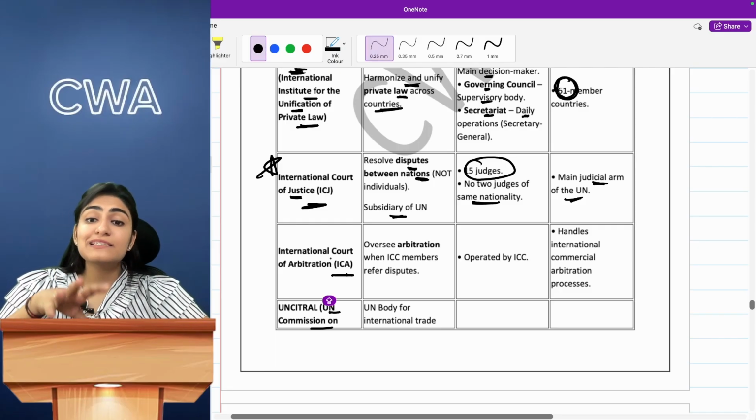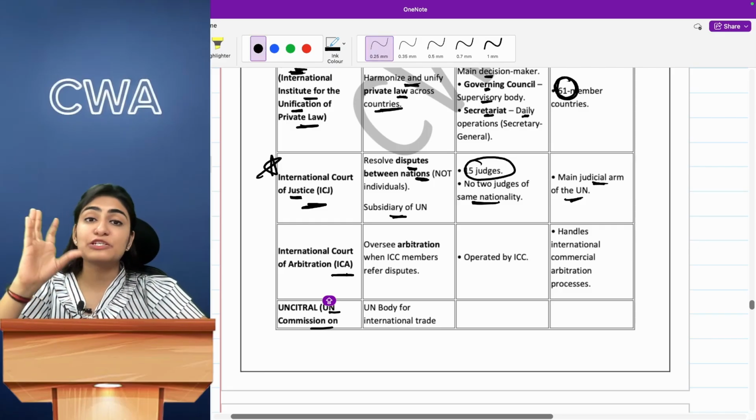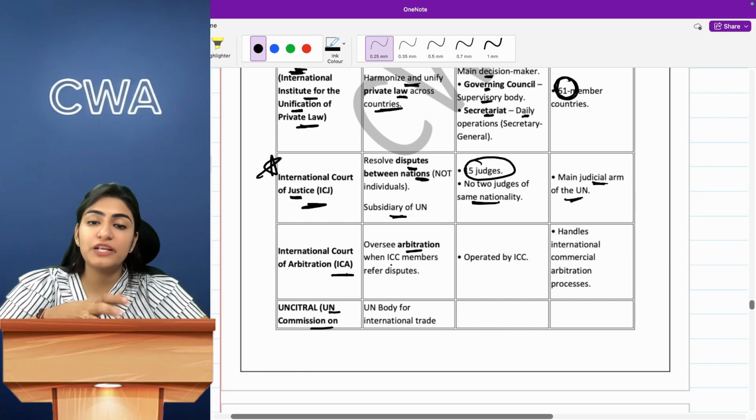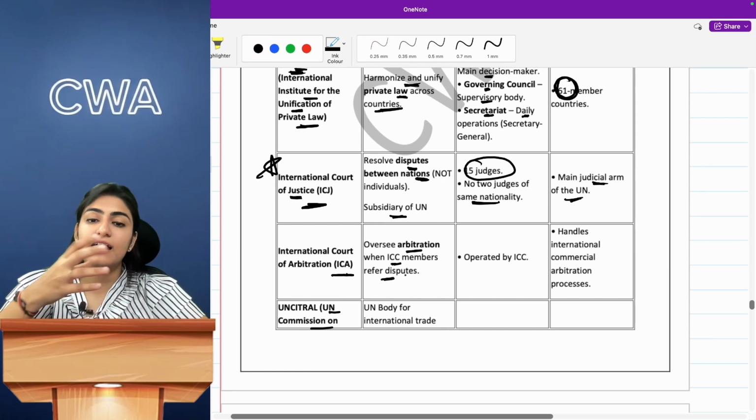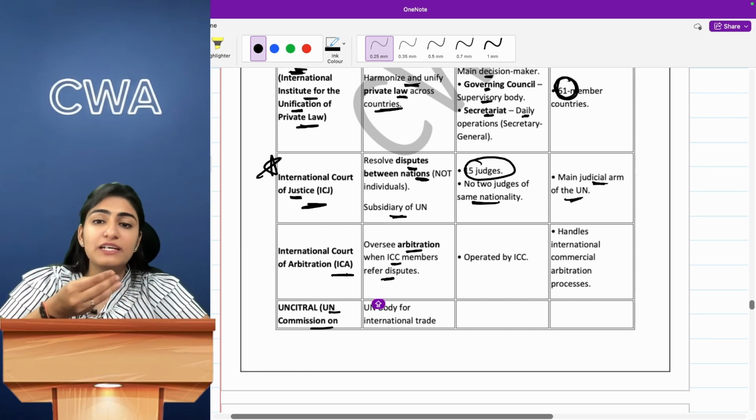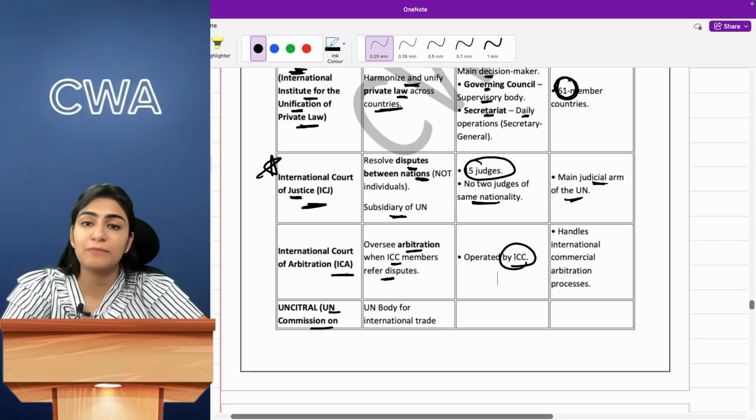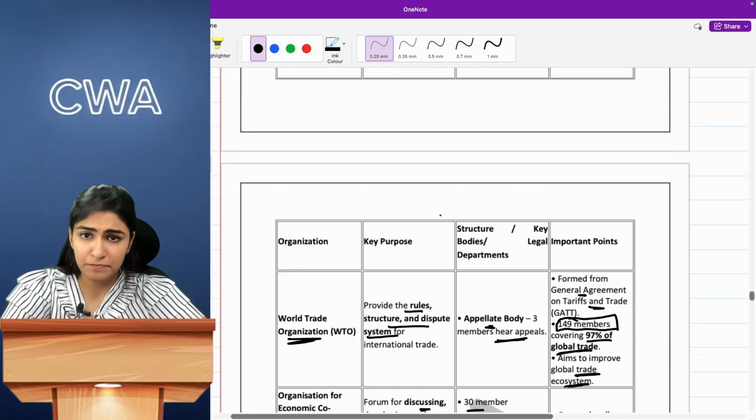Now, there is this International Court of Arbitration that oversees overall arbitration when ICC committees are referred, or whenever a dispute happens. It is operated by ICC.